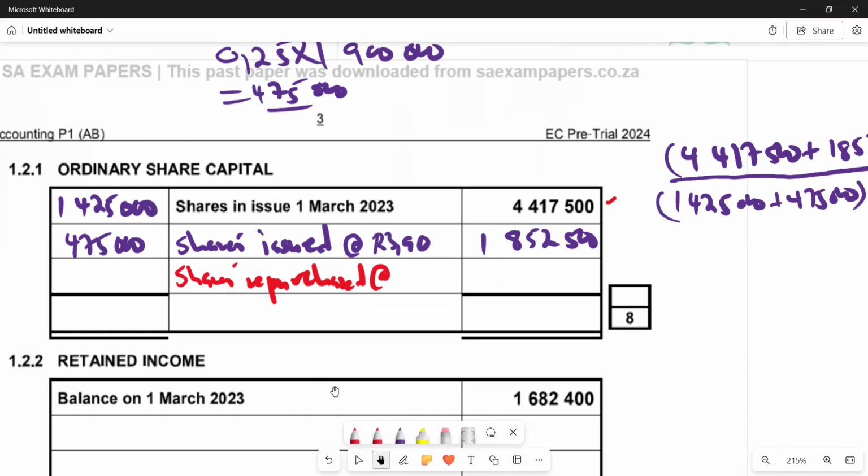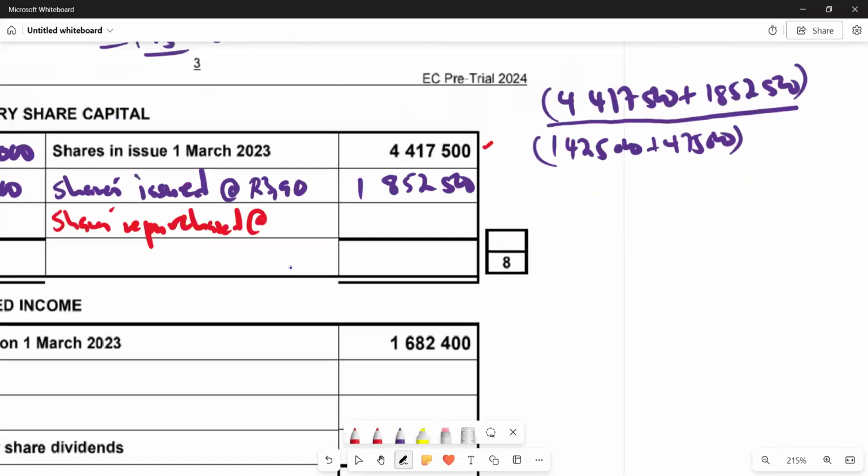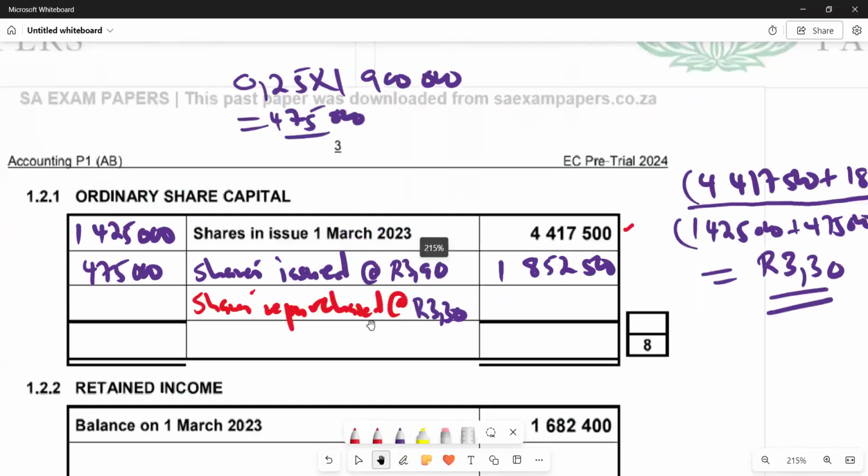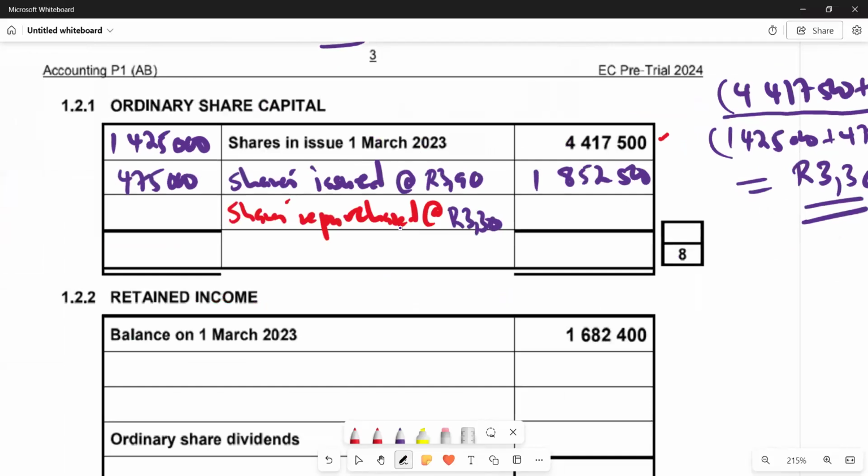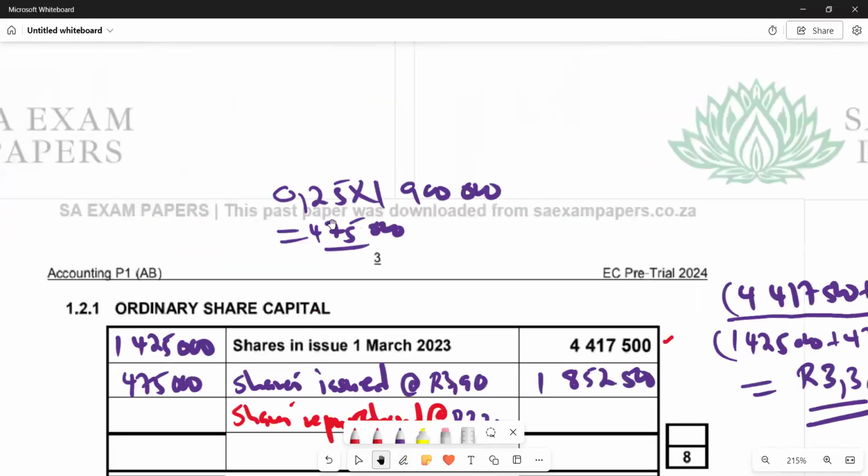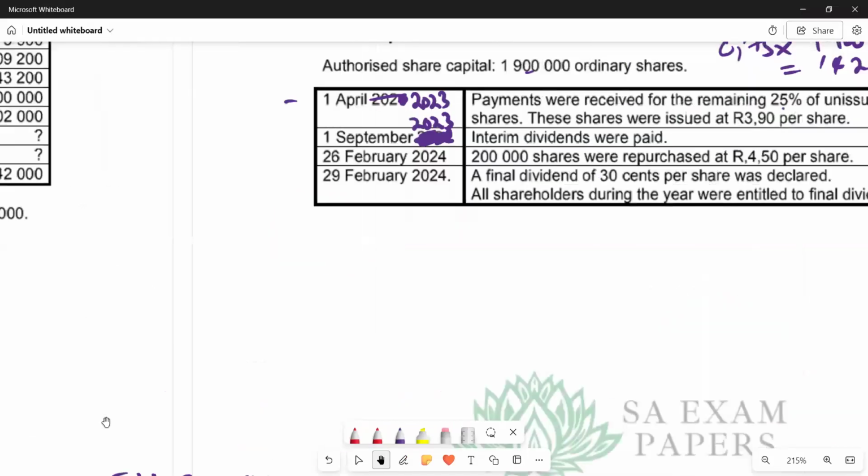So basically, if you calculate it like that, you see that the answer that we are supposed to get there, to one decimal place, obviously, is going to be 3 Rand 30. So this will be the average share price. So here we're going to issue them at 3 Rand 30. So to get now the total value of the shares that were repurchased, we can just maybe check the number of shares that were repurchased.